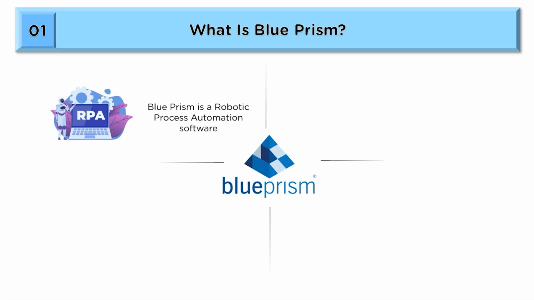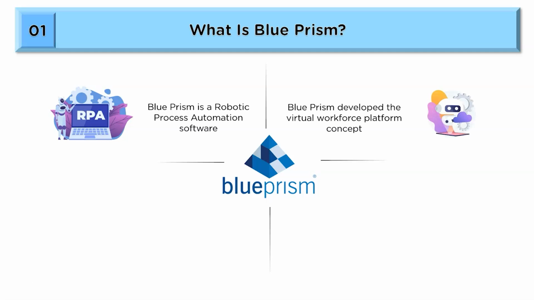Blue Prism is a software that develops enterprise robotic process automation, allowing businesses to automate complex end-to-end operations. Blue Prism developed the virtual workforce platform concept and works on the enterprise robotic process automation platform that is strong, highly scalable, secure, and reliable.